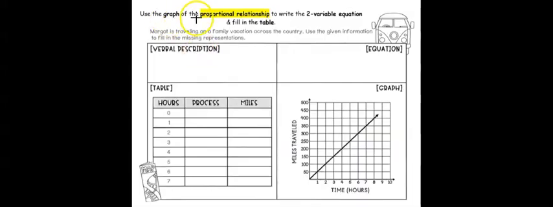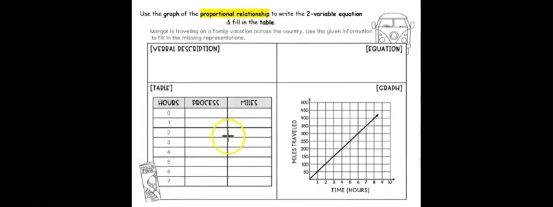Okay, so we're going to use the graph of the proportional relationship to write a two variable equation and fill in the table. Margot is traveling on a family vacation across the country. Use the given information to fill in the missing representations. So we don't have a verbal description. Remember, the verbal description gives us some kind of rate, typically a unit rate, so that we can start piecing our table together and our equations together. And they didn't give us the equation either.